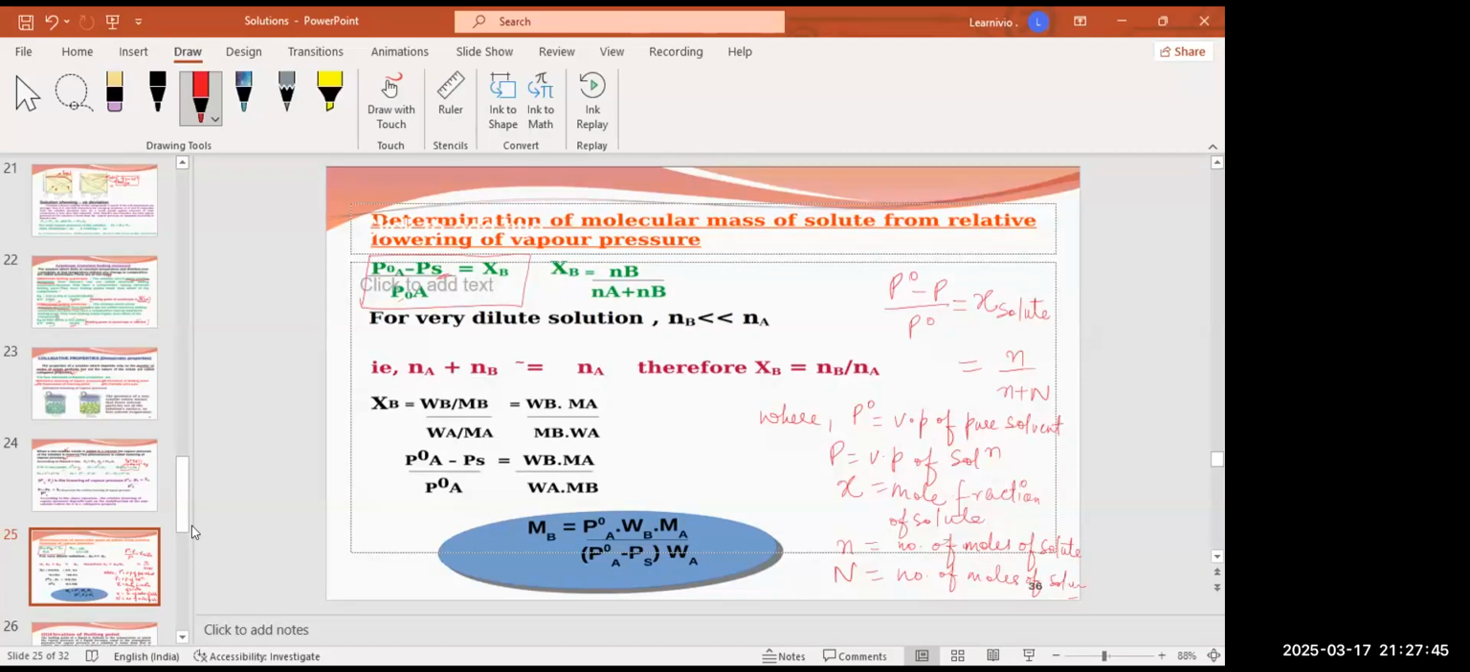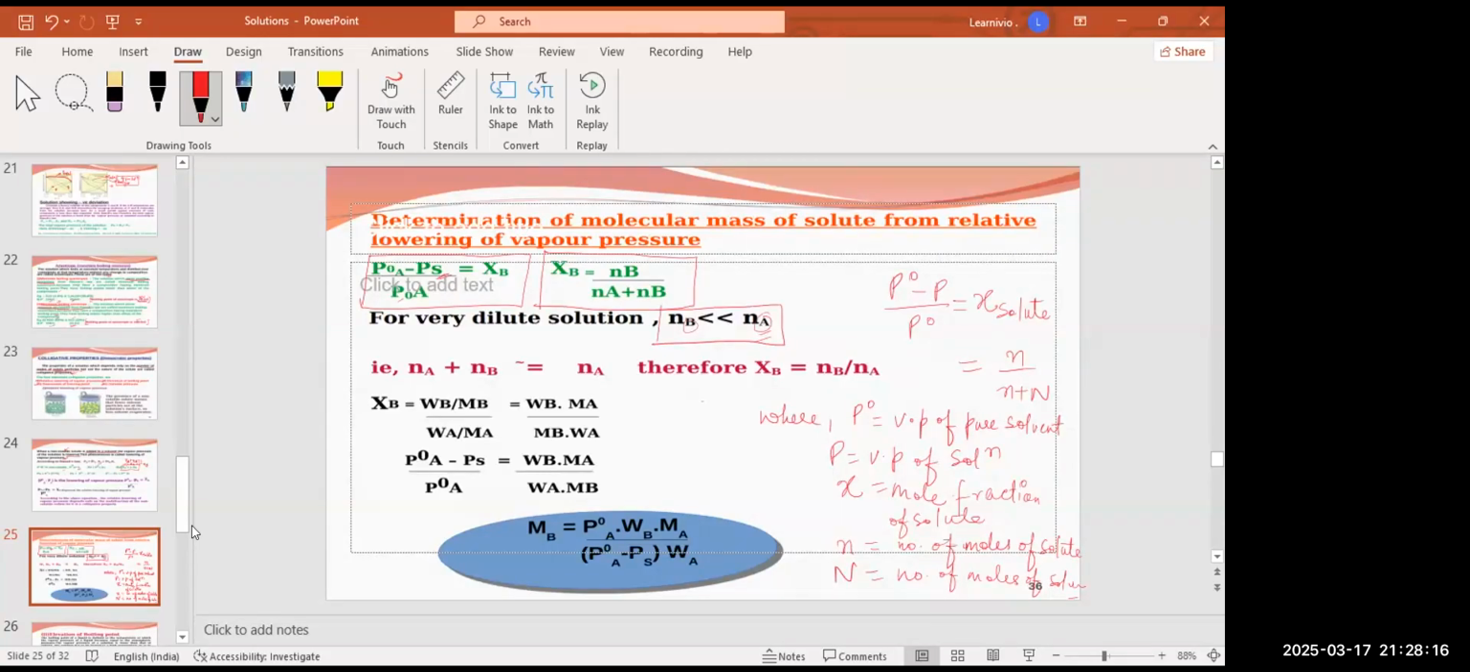And you can find the mole fraction of B, that is the solute, to be NB upon the total number of moles of all the components, right? So for every dilute solution, the number of moles of the B component will always be lesser than that of the A component. Okay, A here is the solvent and B here is the solute.